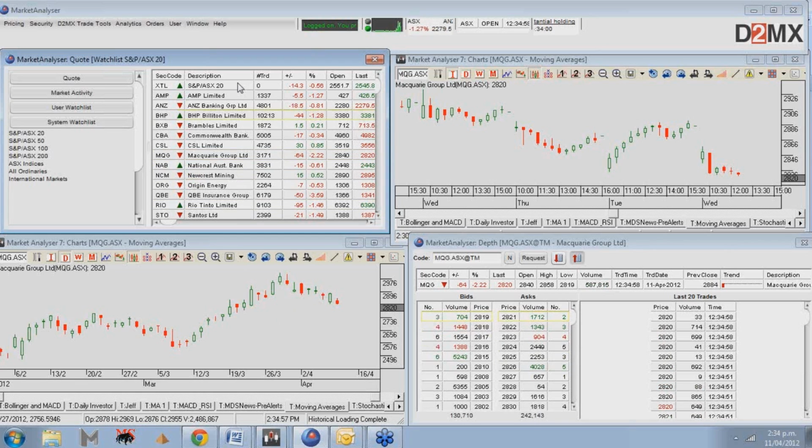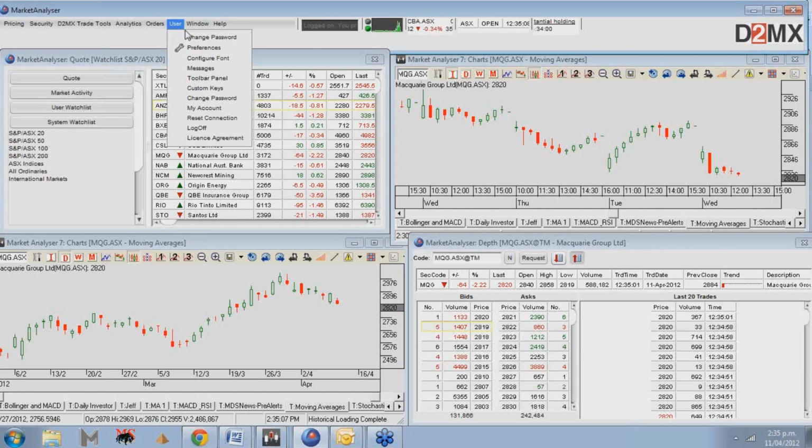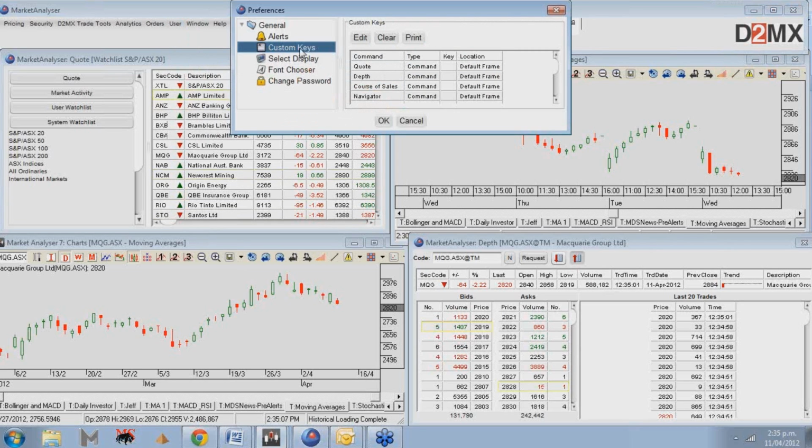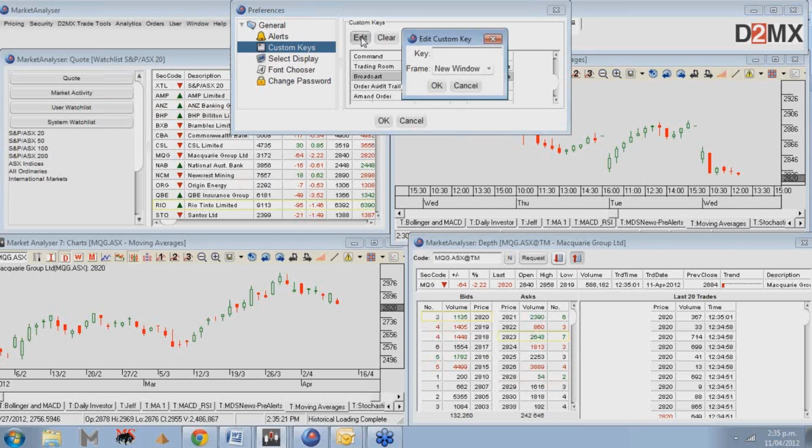Now you can set up custom keys to bring up market depth or charts or anything you like, but we're going to show you how to set up one to broadcast the information today. Go into User, go down to Custom Keys, click on Custom Keys, and then we'll go down the list on the right to find the Broadcast button. And we keep on going down, and there's Broadcast there. Click on Broadcast and click Edit.